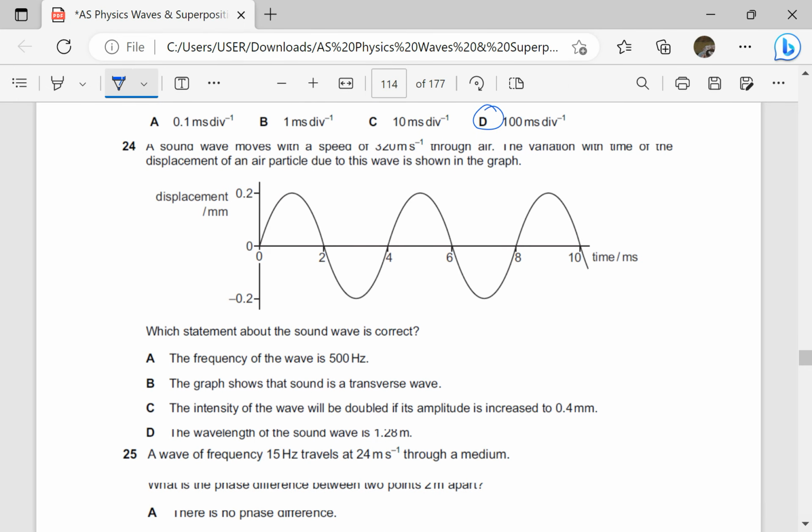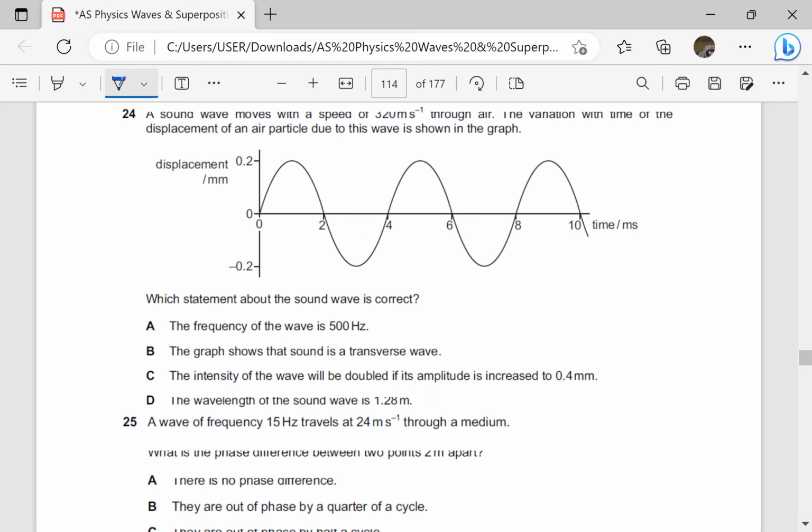A sound wave moves with a speed of 320 meters per second through air. The variation with the time of the displacement of an air particle due to this wave is shown in the graph. Which statement about the sound wave is correct? A: The frequency of the wave is 500 Hz.